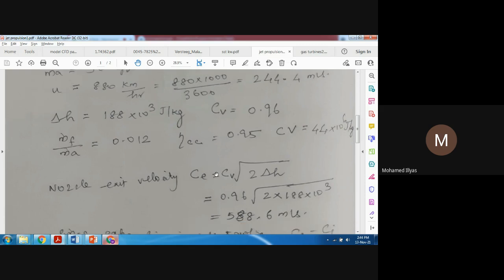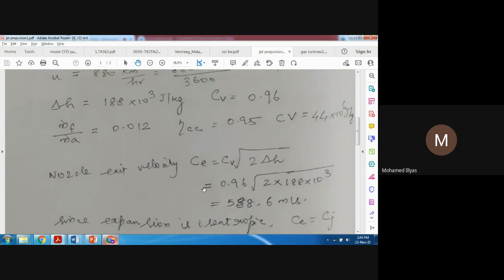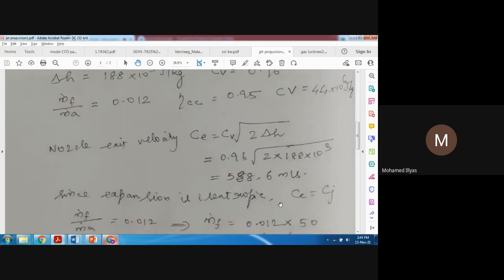We do not know in what way that loss has occurred, but it is going to be a reduction in the jet velocity. So we just multiply this entire term with CV, 0.96. So we'll get our exit velocity as 588.6 meters per second.